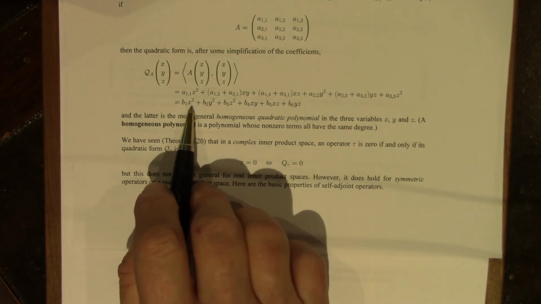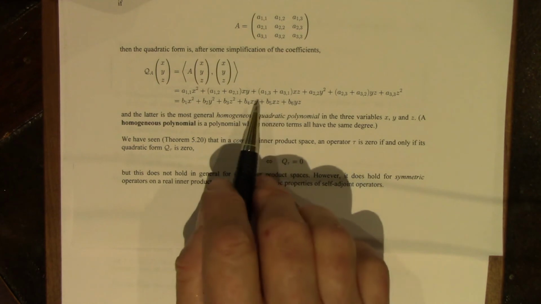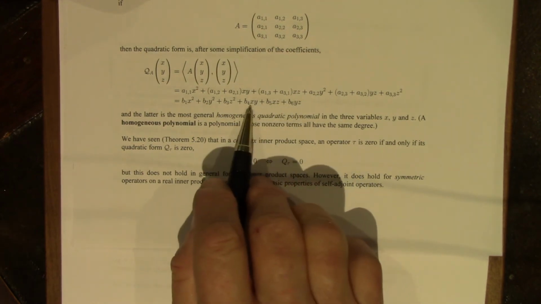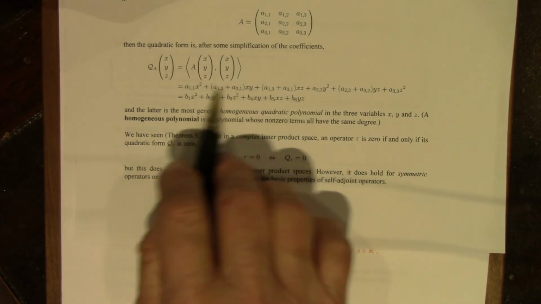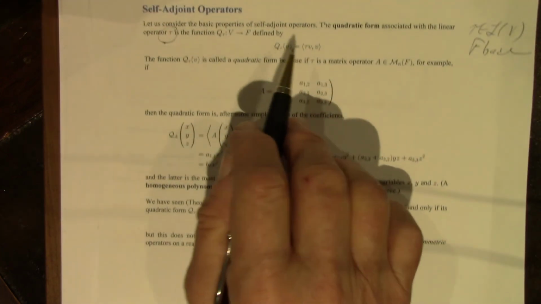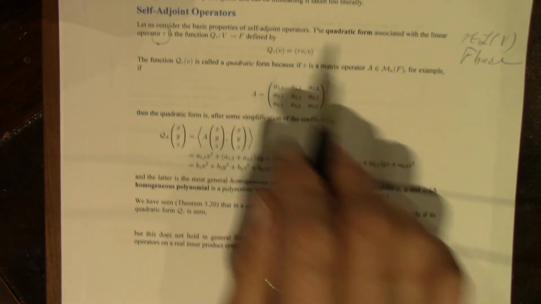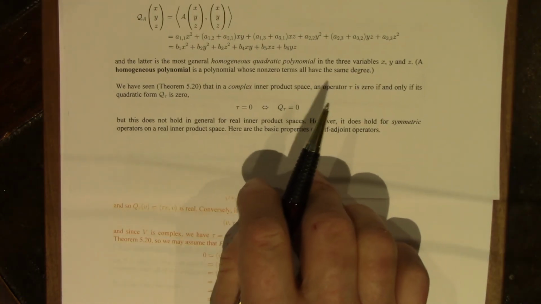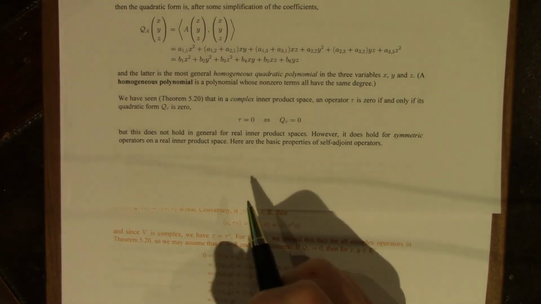To form terms of degree 2 from 3 variables, x, y, and z, we have x squared, y squared, z squared, then we have the various products, xy, xz, and yz. This is also referred to as a quadratic form. But we are thinking of a quadratic form as a function. So this quadratic form will come up as we discuss the properties of self-adjoint operators.